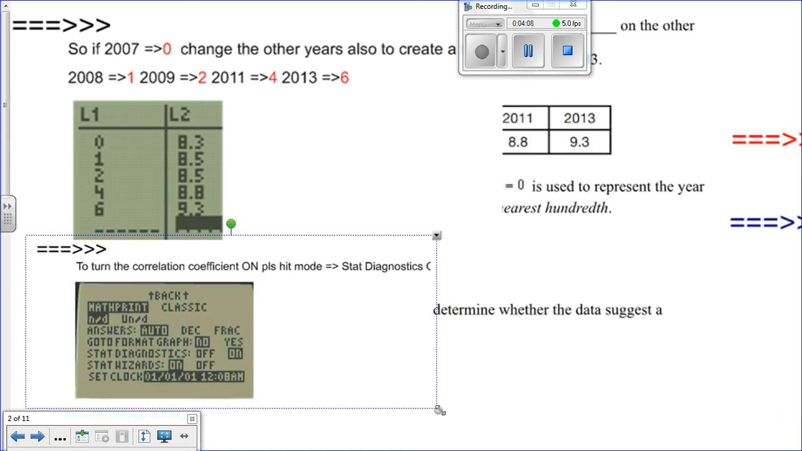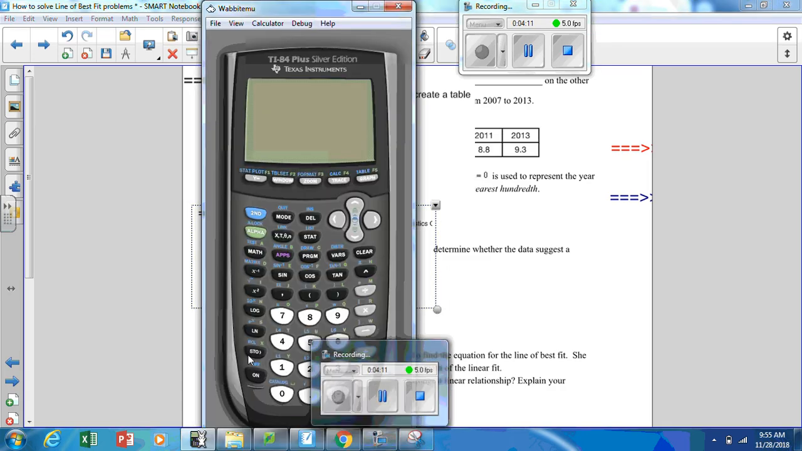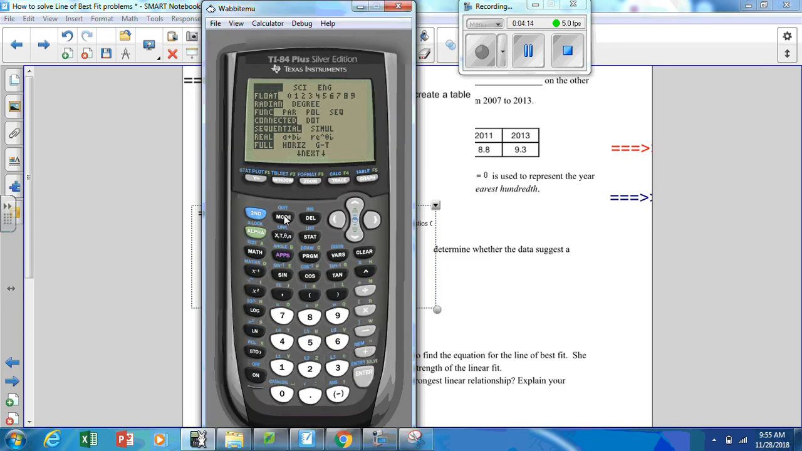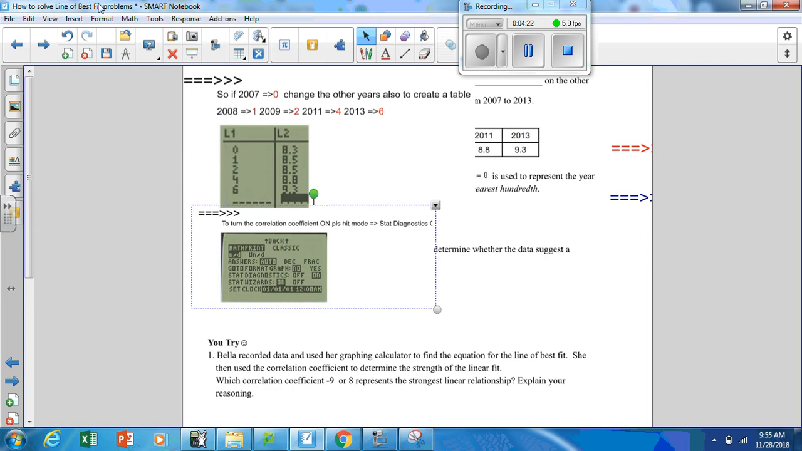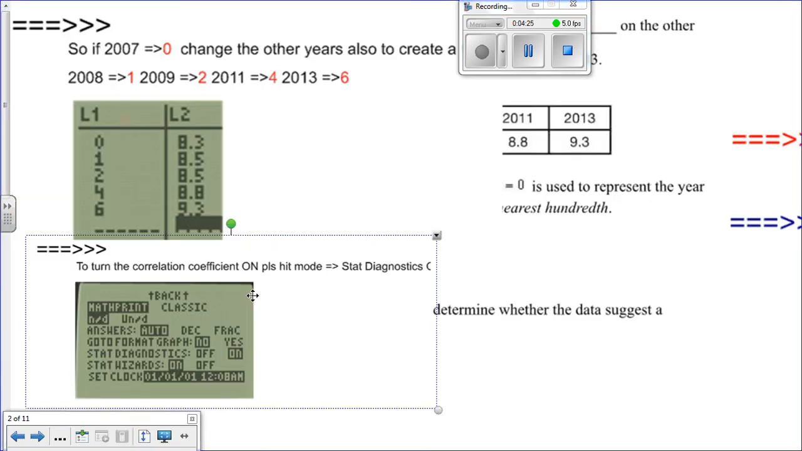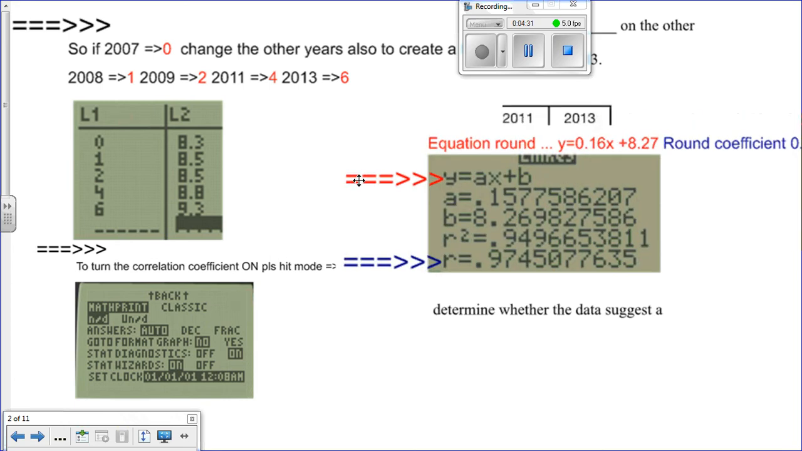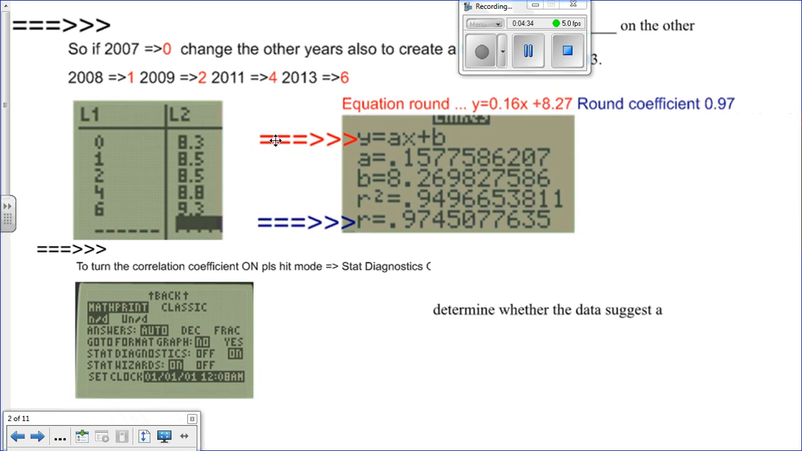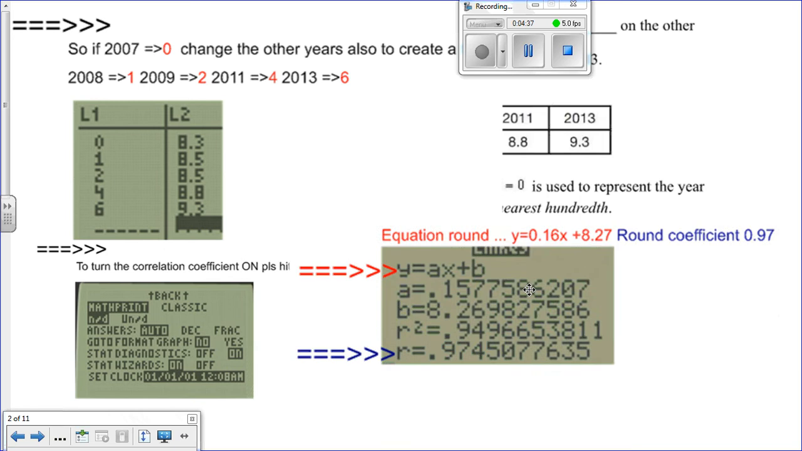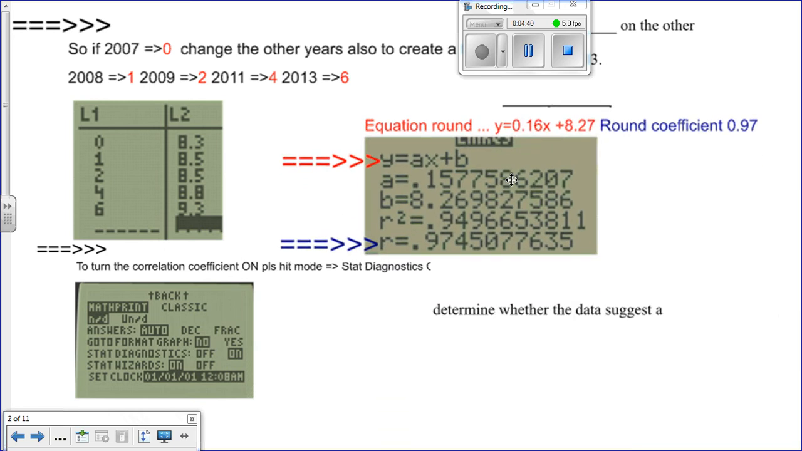All right, so we turn it on. What's the next step? After we turn it on, we're going to go through our natural progression of finding the equation of the line. And here we see my equation of the line, if I round it up, should be y equals 0.6x plus 8.27. Okay, but now we have the benefit of getting that coefficient as well, because now it's going to spit it back 0.97, and the 4 is going to make me round it down, so that's going to be my final answer.